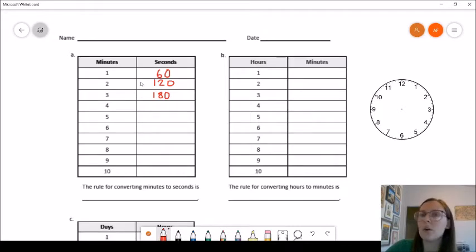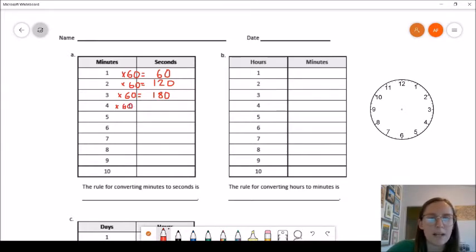Or we could say also that we are multiplying by 60 because each minute is an equal group of 60 seconds. So 1 minute times 60 seconds would be 60 seconds. 2 minutes, that's 2 equal groups of 60 seconds, which would give us 120 seconds. 3 minutes, that's 3 equal groups of 60 seconds, which would give us 180 seconds. So we are multiplying by 60 because each minute is an equal group of 60 seconds.